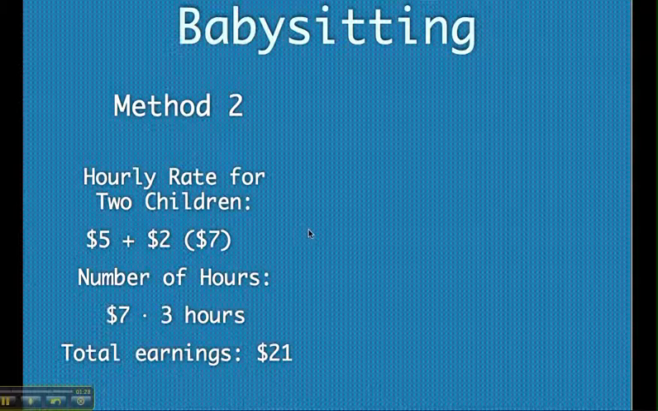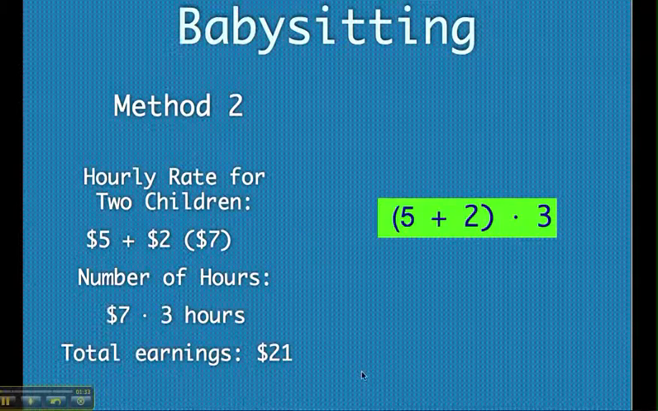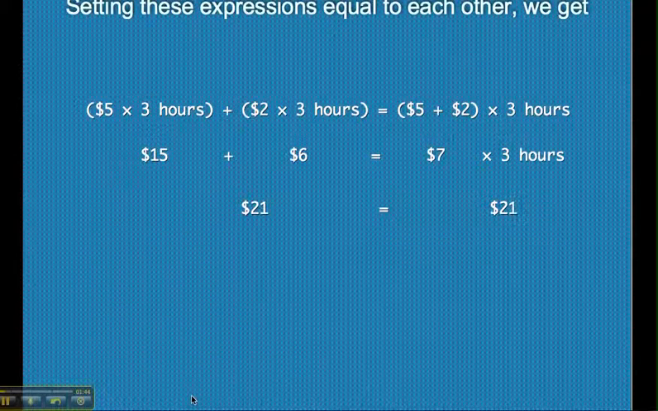Now we can model these students' mathematical thinking using this algebraic expression. Quantity of 5 plus 2 represents the hourly rate for babysitting two children times 3 hours. Now, since we know already they both come out to be $21, they're equal, what we can do is set the two expressions equal to one another.